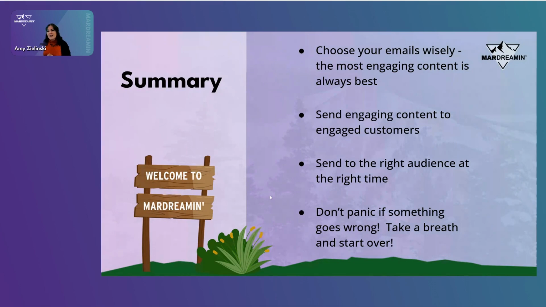All right, in summary, choose your emails wisely. Most engaging content is best. Send engaging content to engaged customers. Send to the right audience at the right time, so that engagement window. And don't panic if something goes wrong. Take a deep breath and start over.